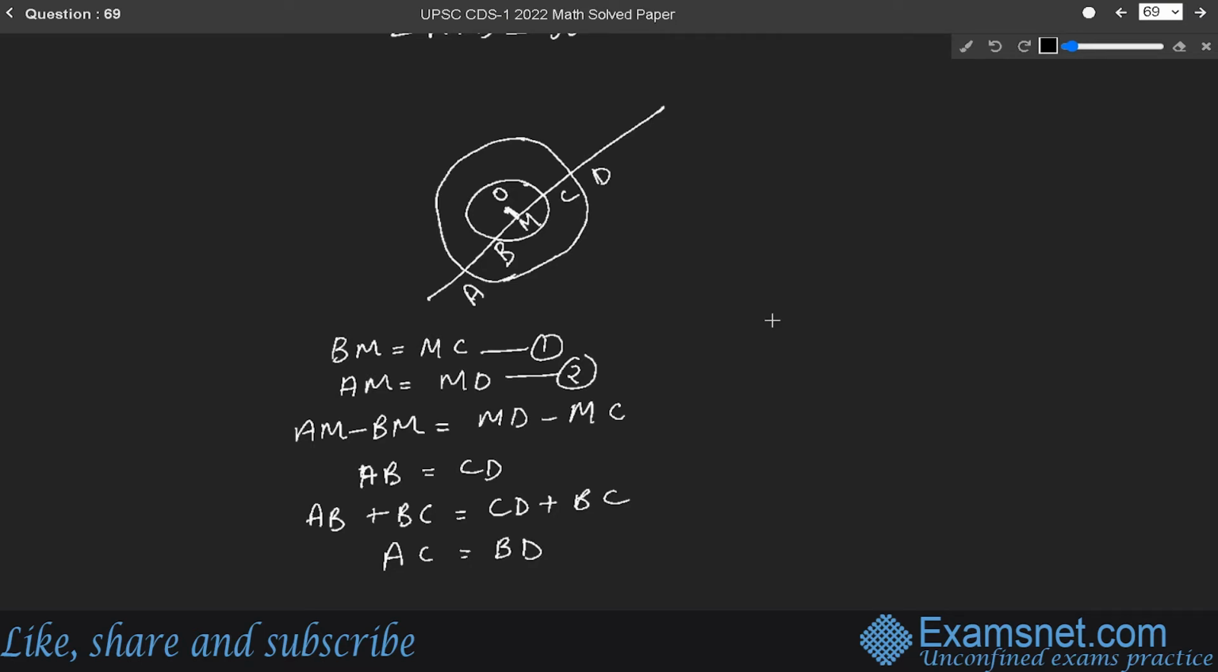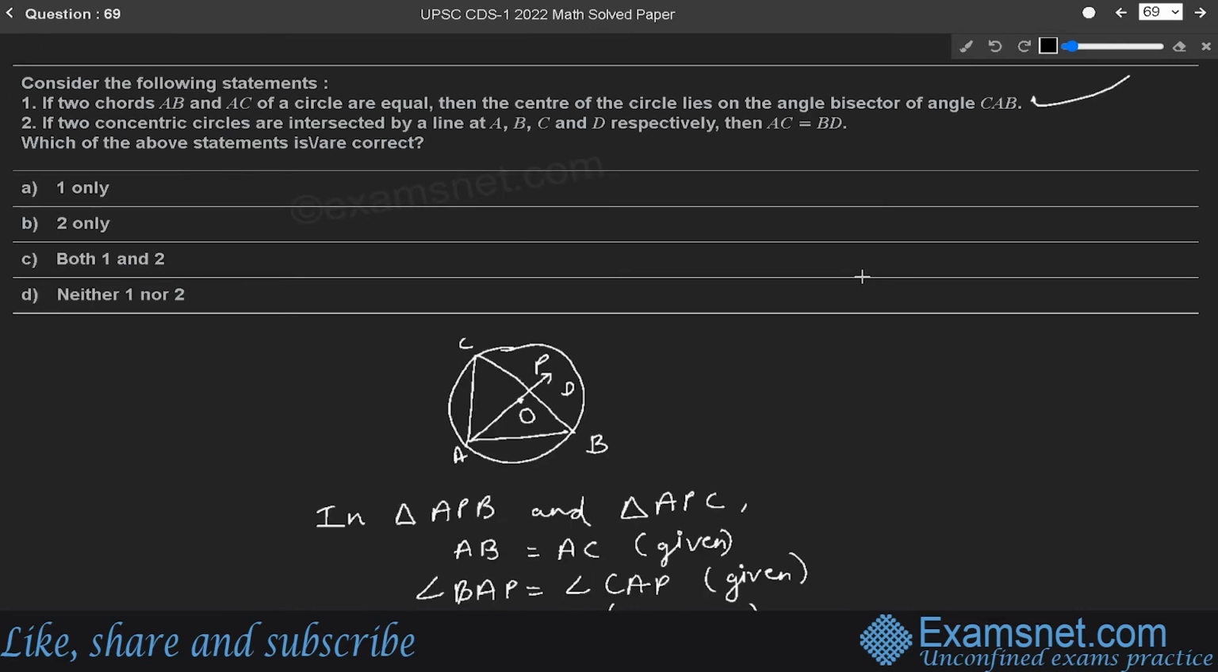So it proves the second statement. Therefore, we can say that the second statement is also absolutely correct. See, here also the final result is AC is equal to BD. So both the statements are correct. Therefore, the correct option for this question is option C, both 1 and 2. I hope this question is clear to you.